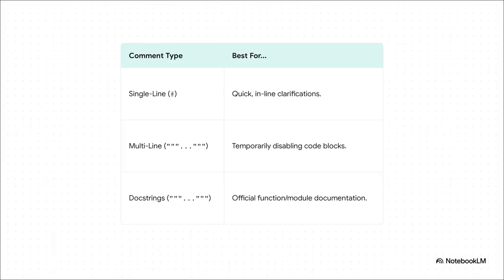So let's pull all that together real quick. This is your commenting toolkit. Need a quick inline note? Use the single line hash. Trying to debug and need to turn off a block of code? Multi-line triple quotes are your friend. And when you're writing a function or a class and need that official pro-level documentation, a docstring is always the right tool for the job.